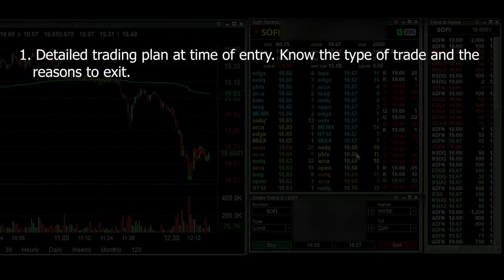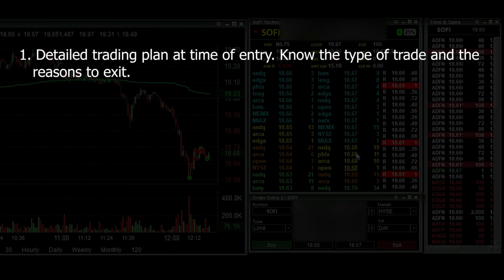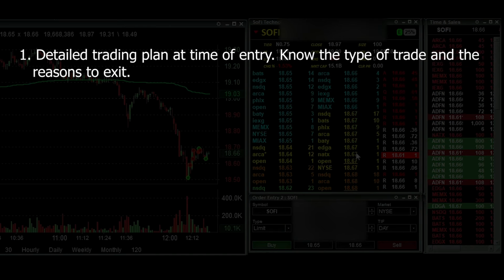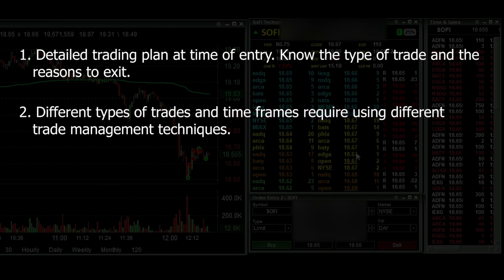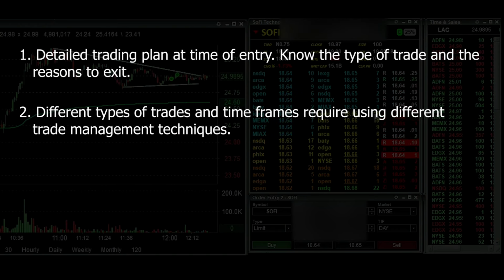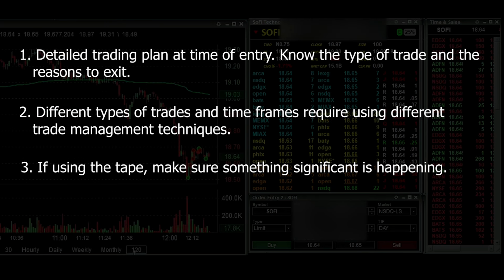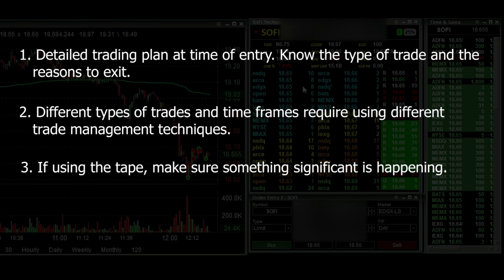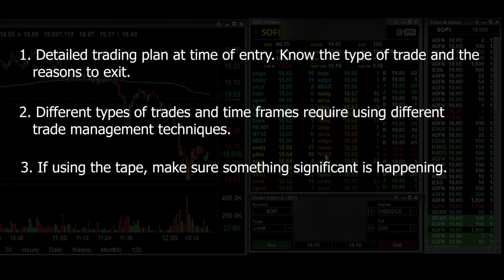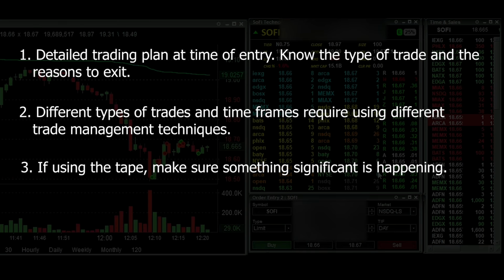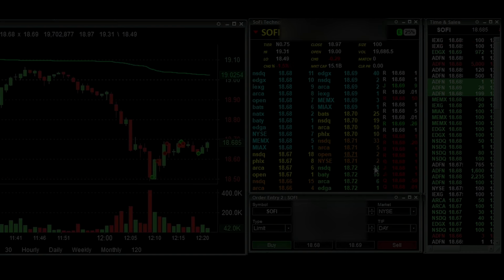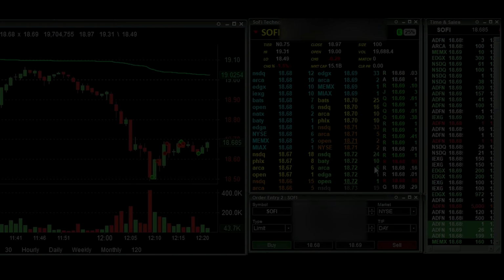And lastly, the lessons to be learned here are that you should always have a detailed trading plan before entering, and you should always know whether you are taking a scalp trade or a trade to hold. Different types of trades require different trade management techniques. Tape reading is useful, but you should always be aware of its dangers. Don't get too focused on the level 2 and then as a result ignore the bigger picture because you saw something on the tape. The tape is mostly a scalping tool, so if you take a trade to hold, be aware that you want to see bigger reasons to exit.